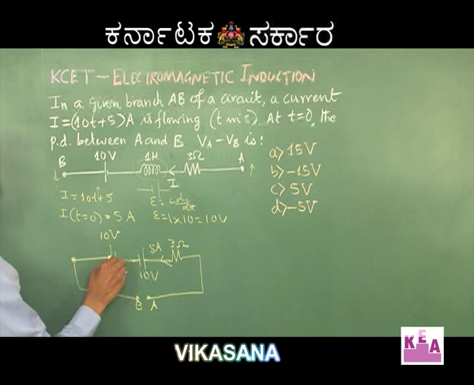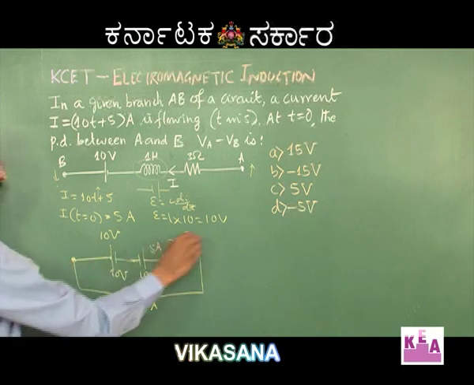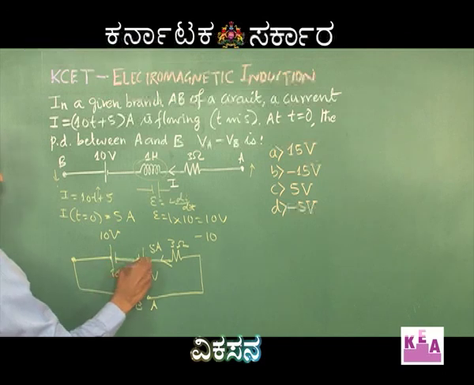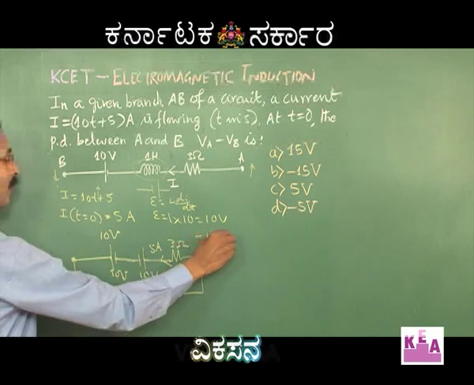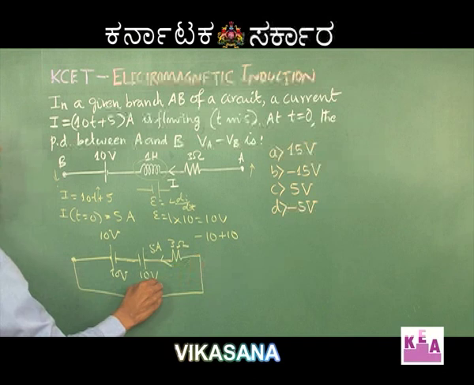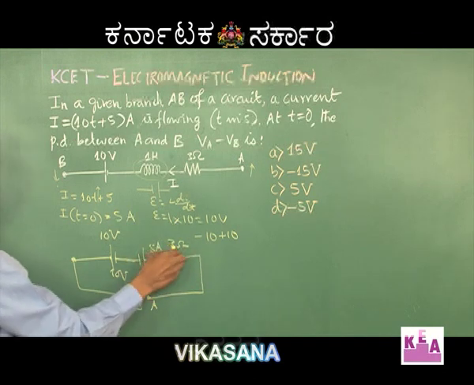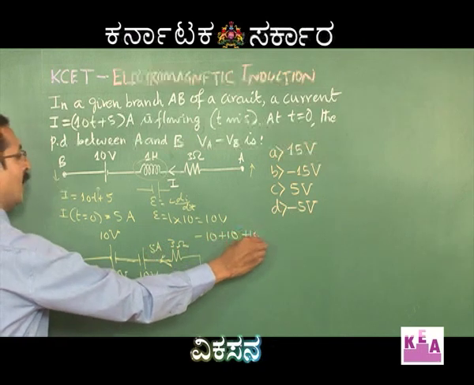If I go like this, I step from higher potential to lower potential, therefore that's minus 10. As I go here, I step up, therefore that should be plus 10. The current is coming towards me, therefore the current is positive, 5 into 3 is 15, plus 15.